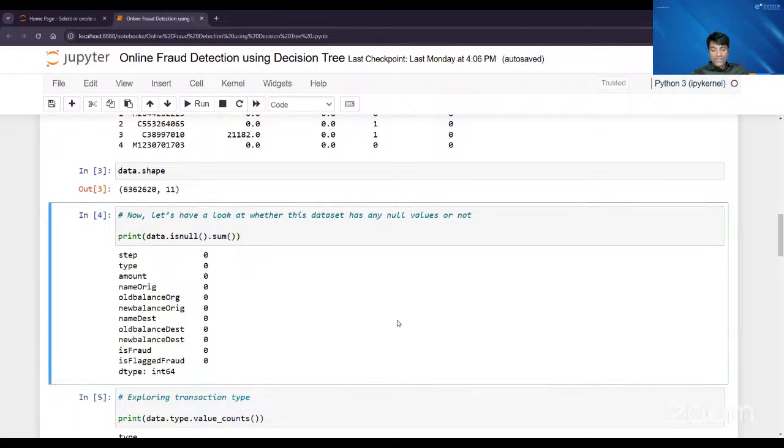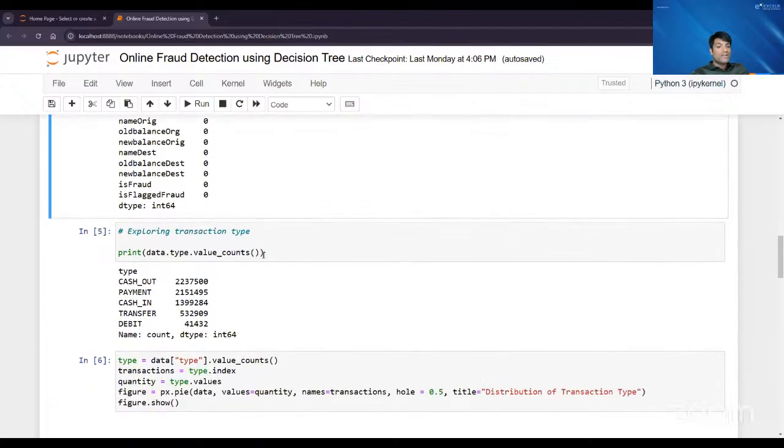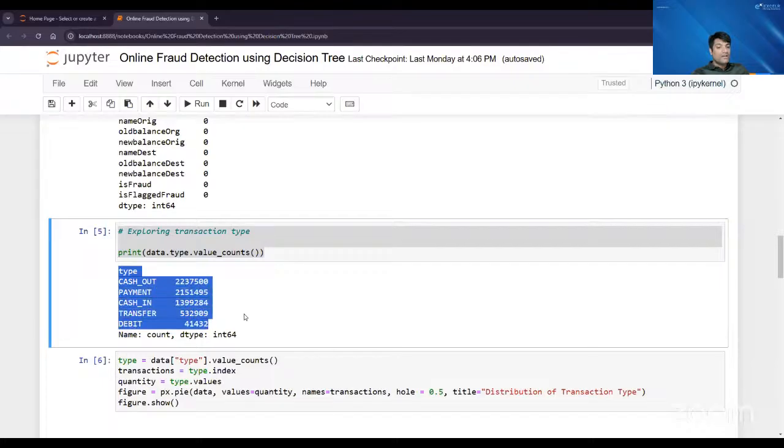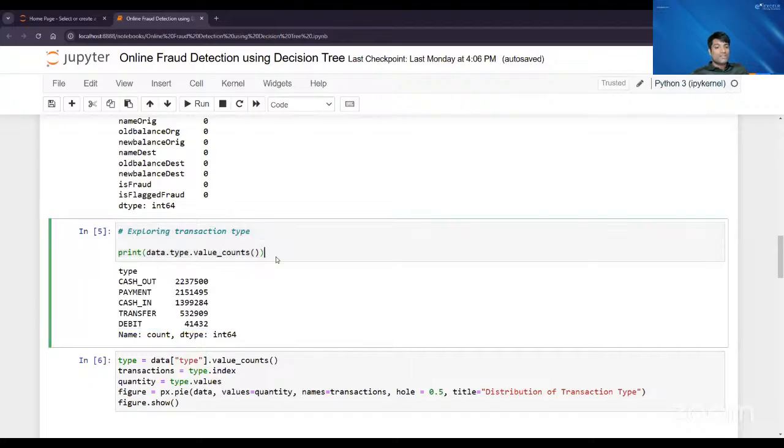Okay, in any of the columns there are no null values. So next is exploring the transaction types. Here you can see that there are 5 types of transactions. The important function here is value counts.